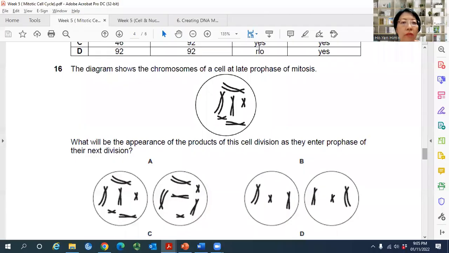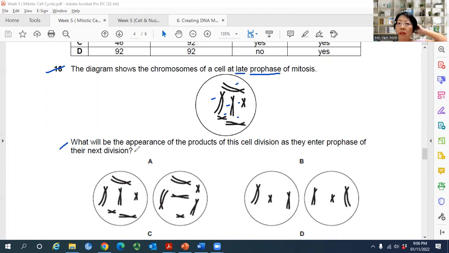So question 16 is a very good question. The diagram shows the chromosome of a cell at late phase of prophase of mitosis. So during late phase of prophase, all the chromosomes already condensed. So you can see the total number of chromosomes, 1, 2, 3, 4, 5, 6. Altogether got 6 chromosomes. So the question asks the student, what will be the appearance of the products of this cell division as they enter the prophase of their next division?